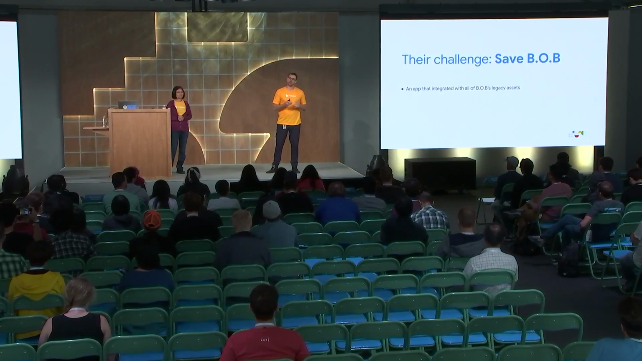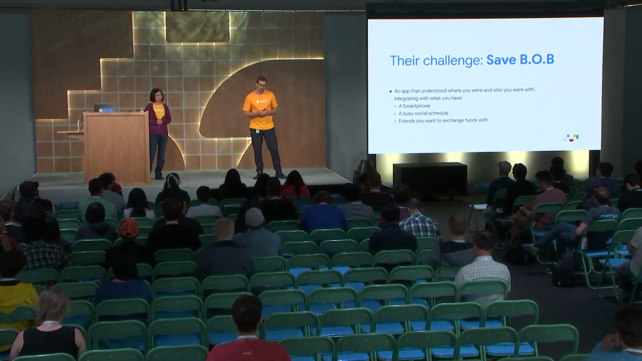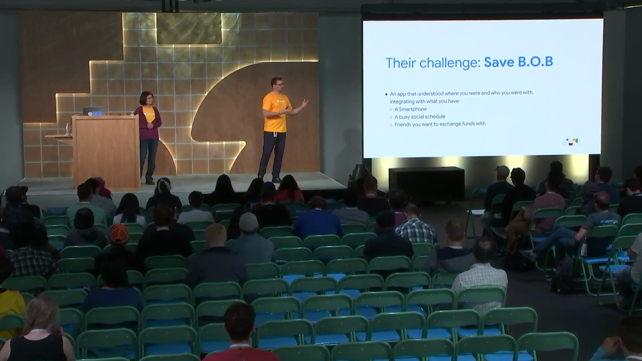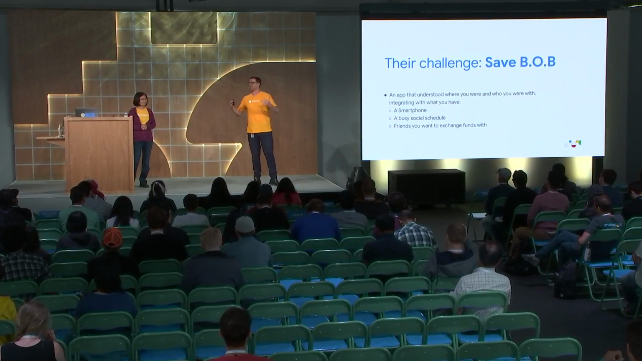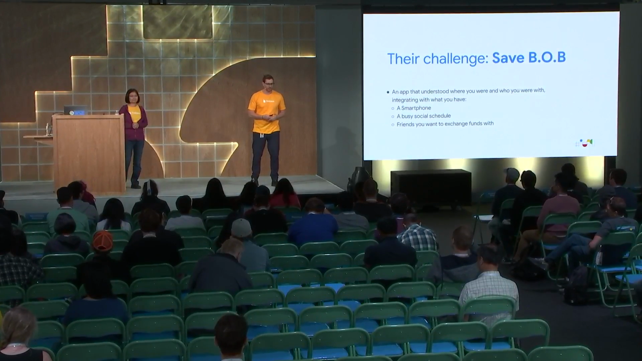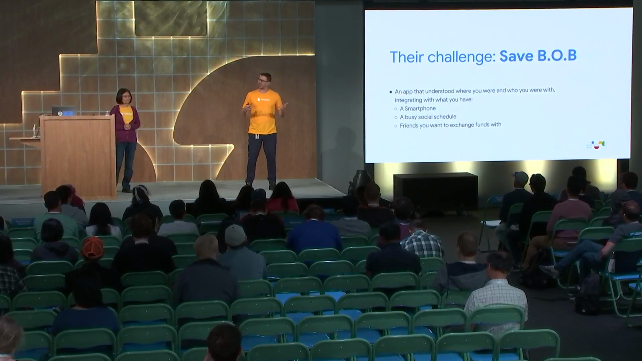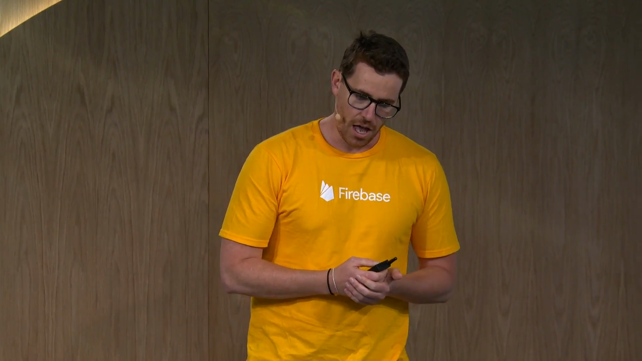And so what they want to do is build an app that's integrated with all of Bob's legacy assets. They want an app that understands who you are, where you are, understands that you've got a busy social schedule, your calendar's full of concerts and all that sort of stuff. But you also need to be able to transfer money with friends and exchange finances and things like that. And so they went away long and hard, and Alice conceived Wulp.